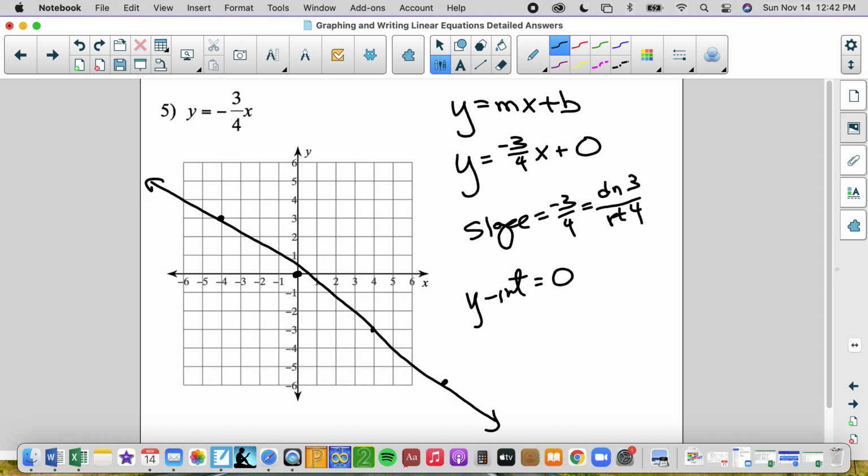Let's do those coordinates. This is -4, 3. This is 0, 0. This is going to be 4, -3. And this will be 8, -6. Okay?